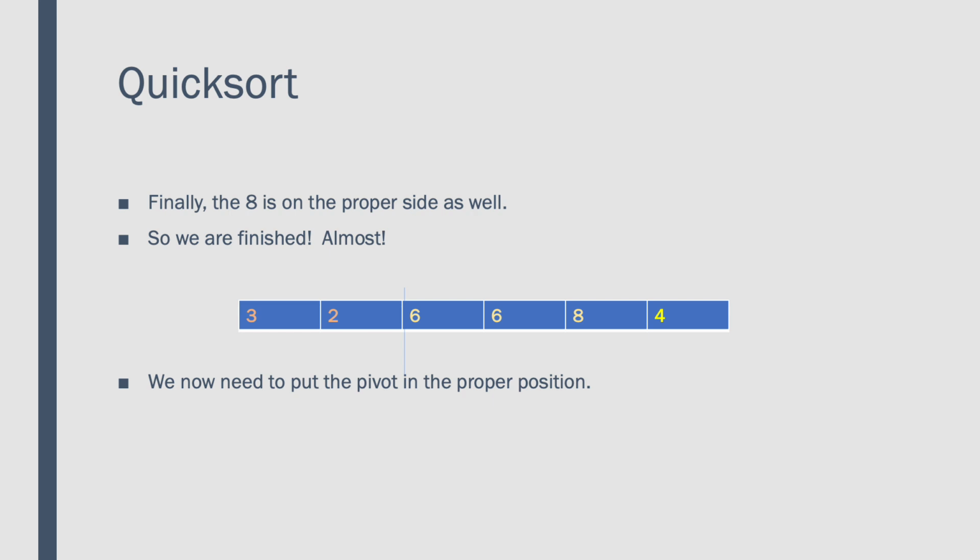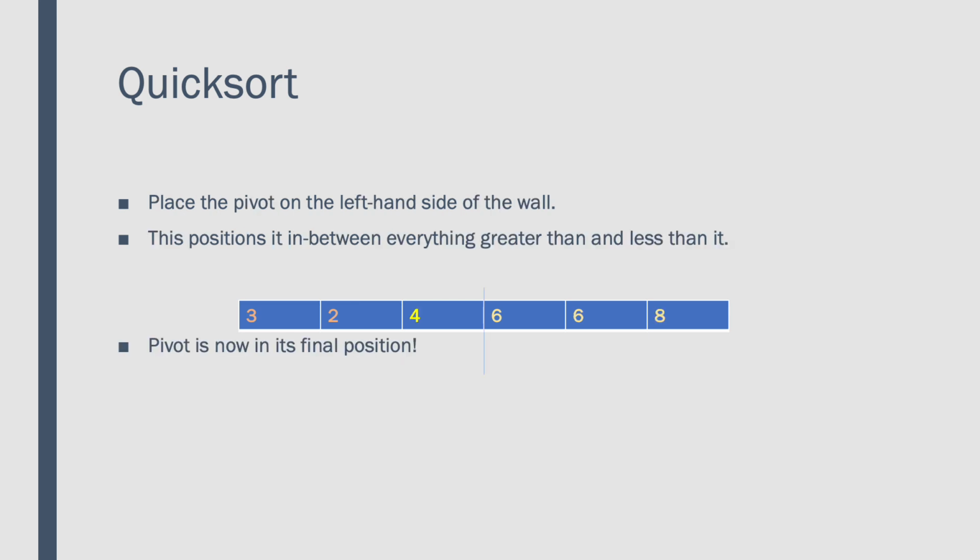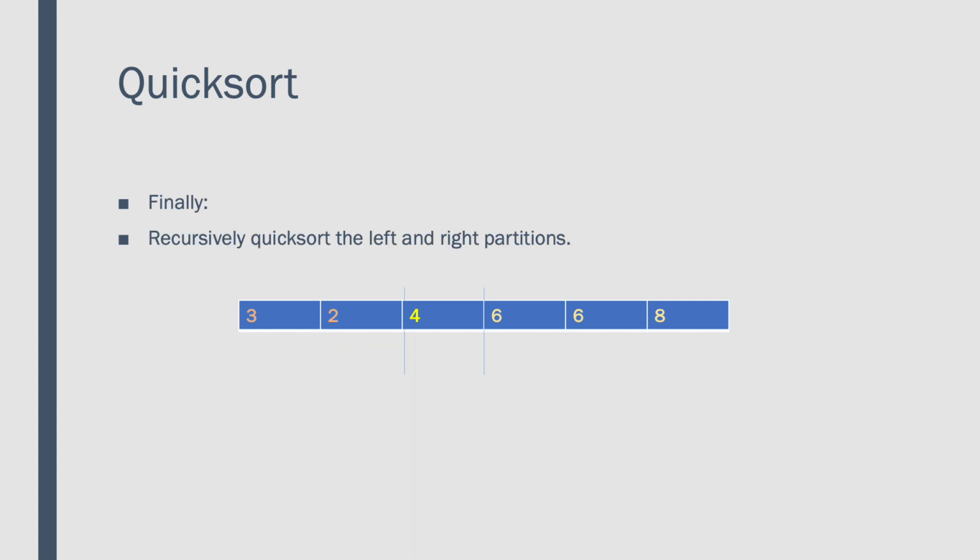So we are almost finished. We now need to put the pivot in the proper position. We'll place the pivot on the left hand side of the wall, and this positions it in between everything greater than and less than it. Now the pivot is in its final position. Finally, recursively quicksort the left and right partitions. If you look at this, on the right side of the wall we have all the values which are greater than the left side.